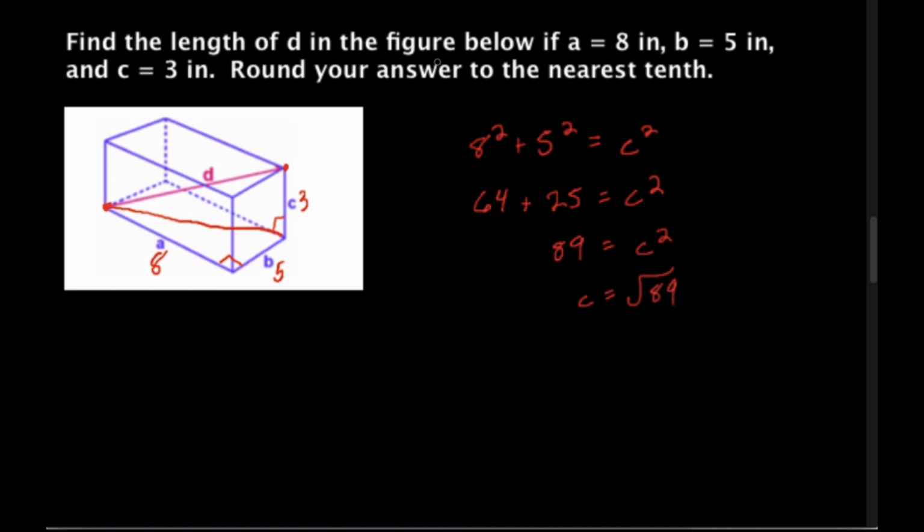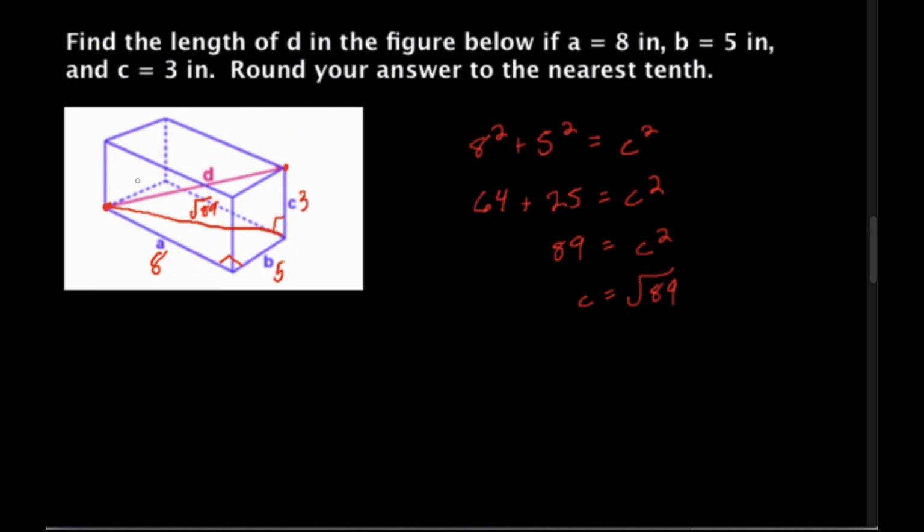Now, notice it says round your answer to the nearest tenth. The problem is this isn't our answer. All we've done is find the length of this line segment, this diagonal along the base of the prism, which is going to be used in our second calculation to find the diagonal of the entire prism, line segment D. So now we can solve for length D using this other right triangle.